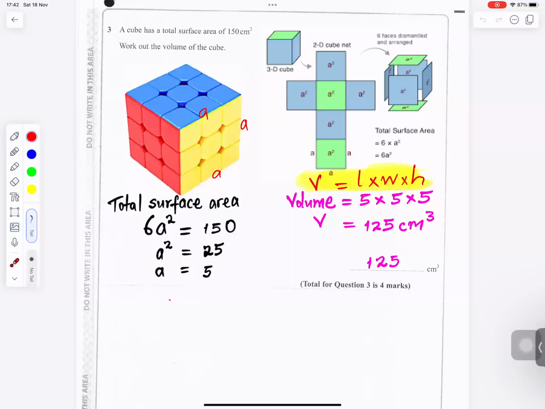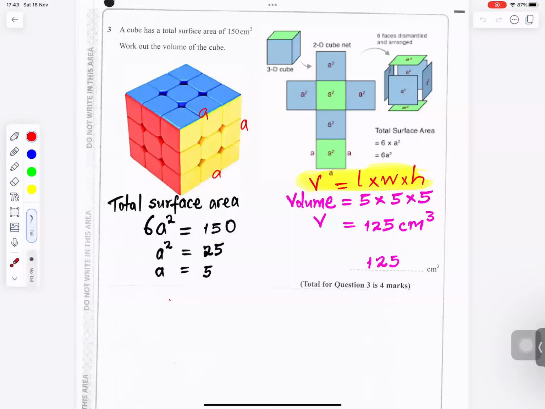Question number 3. A cube has a total surface area of 150. Work out the volume of the cube. The cube has surface area; the faces are the blue, the yellow, the red. Altogether there are 6 of them, that's why we have 6. Each area is a squared. So 6a squared equals 150.